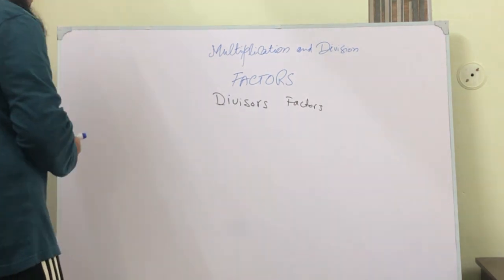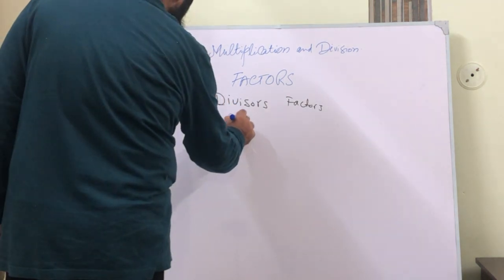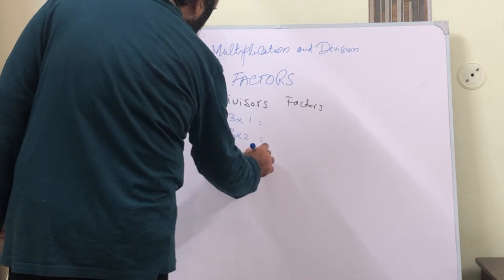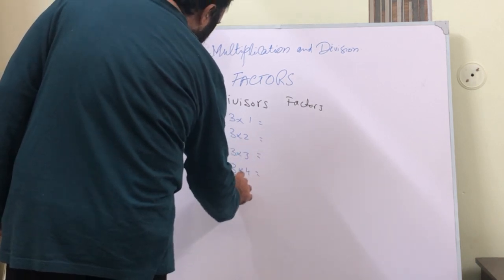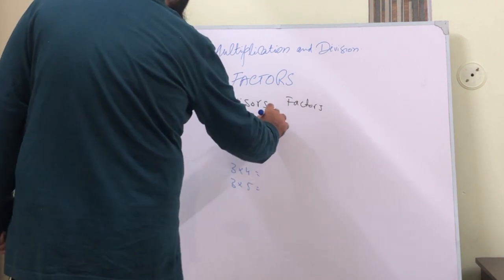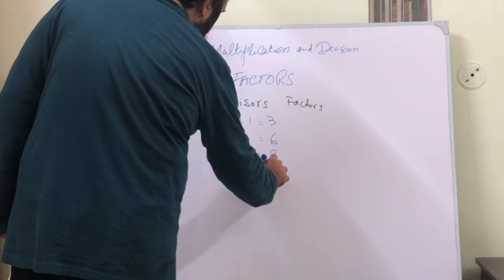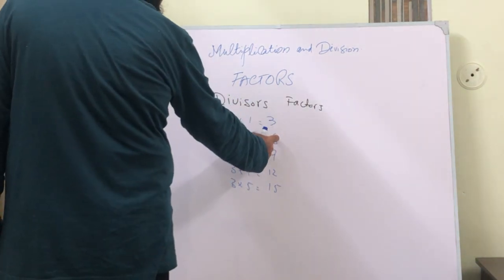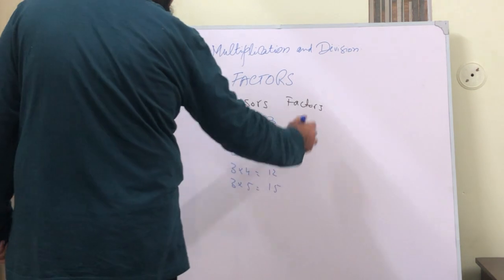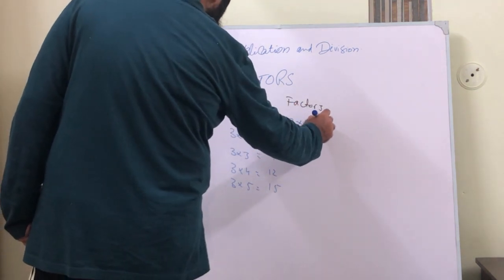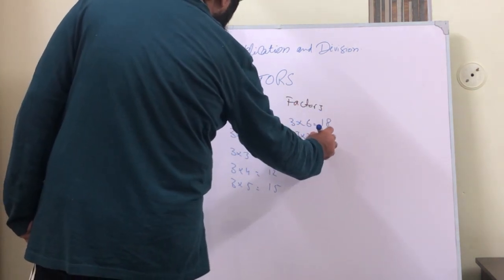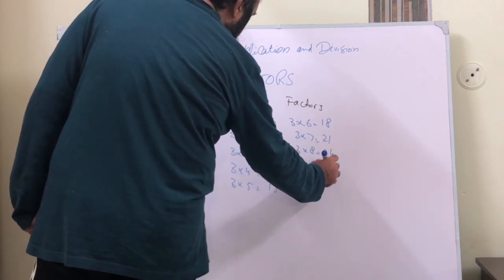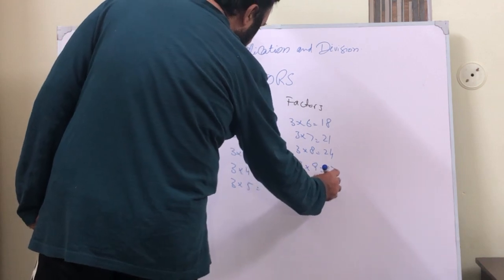Similarly, if you go for a table of 3, you can do like this. 3 ones are 3, 3 twos are 6, 3 threes are 9, 3 fours are 12, 3 fives are 15. Here we have a difference of 3: 3, 6, 9, 12, 15. After that we have 3 sixes are 18, 3 sevens are 21, 3 eights are 24, 3 nines are 27, and 3 tens are 30.